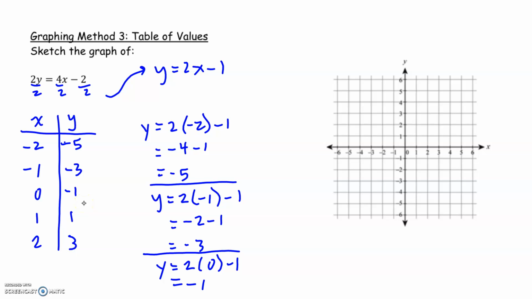All right, let's go ahead and plot our points. So (-2, -5) would be here. (-1, -3) is here. (0, -1), (1, 1), and (2, 3). Once we've plotted our points, we're going to go ahead and draw our line from one side of the graph to the other. Let's put our arrows on the ends. And then we'll label with the equation, which is 2y equals 4x minus 2.